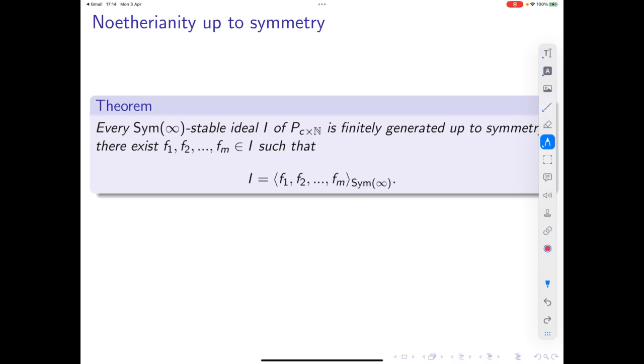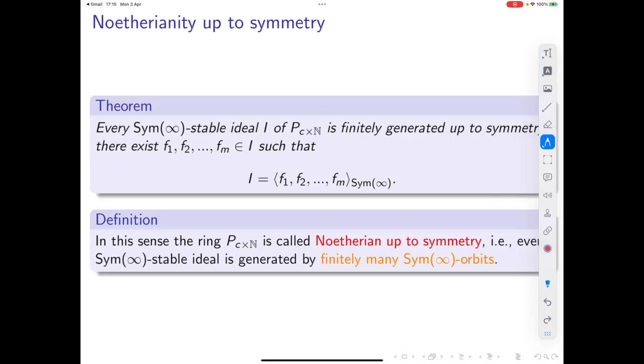One of the fundamental theorems in this field is that every Sym-infinity stable ideal I of the polynomial ring is finitely generated up to symmetry. Meaning there exist polynomials f1, f2, up to fm in the ideal such that the ideal I is generated by the orbits of these polynomials, where this notation shows that we are considering the orbits of all these polynomials. In this sense, the ring P_cN is called Noetherian up to symmetry. That is, every Sym-infinity stable ideal is generated by finitely many Sym-infinity orbits.